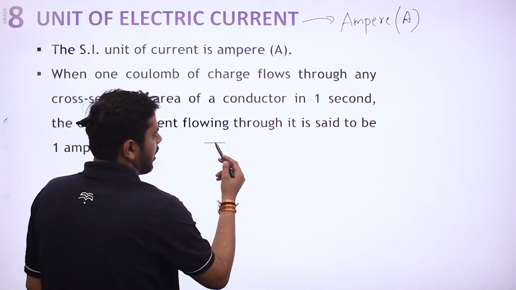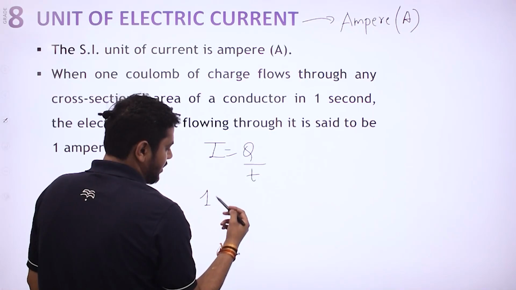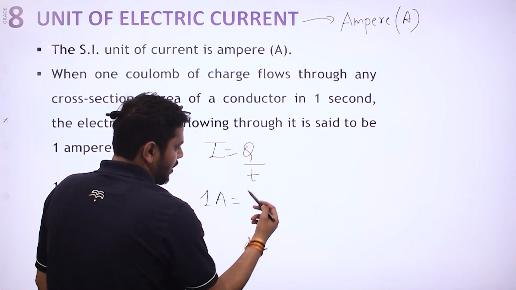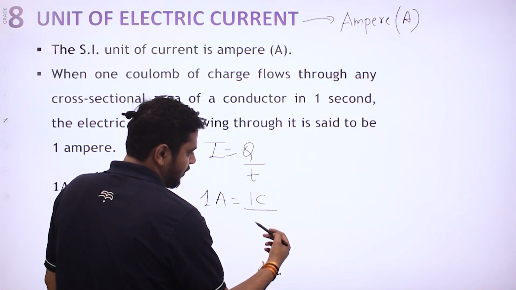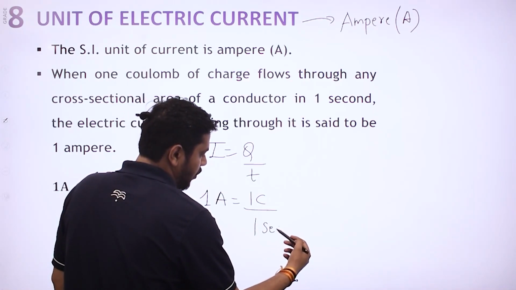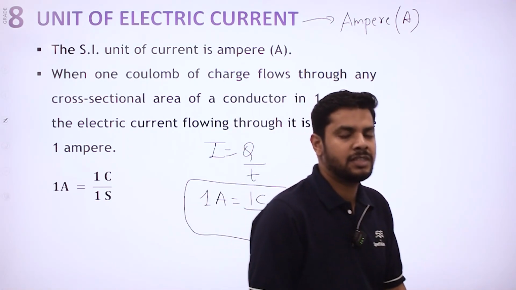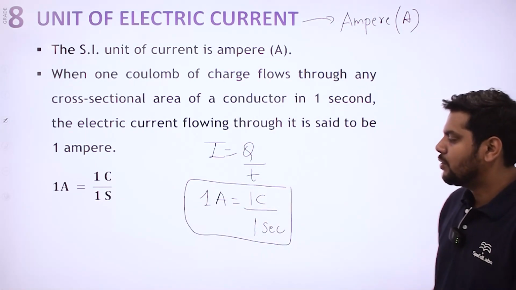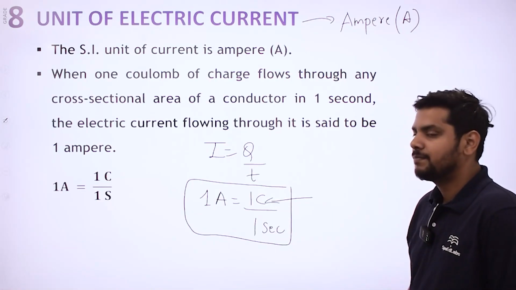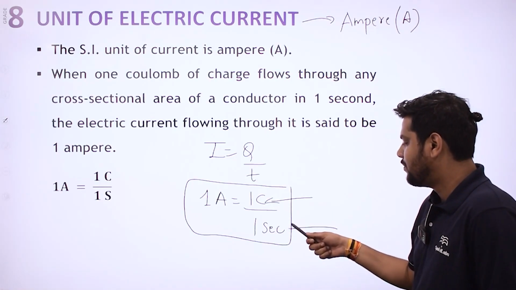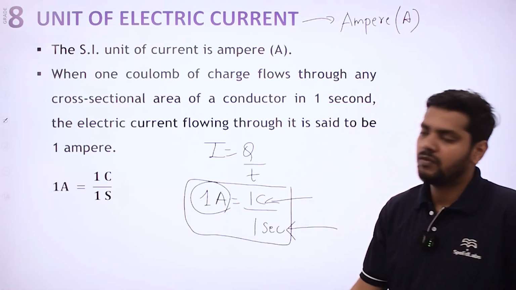See, what is the formula? I is equal to Q by T. Now think about when we will get 1 ampere as our value. We will get 1 ampere when charge has unity value and time is also 1 second. So that is how you can form your definition. When 1 coulomb of charge flows through any conductor in 1 second of time, then we say that 1 ampere of current is flowing.